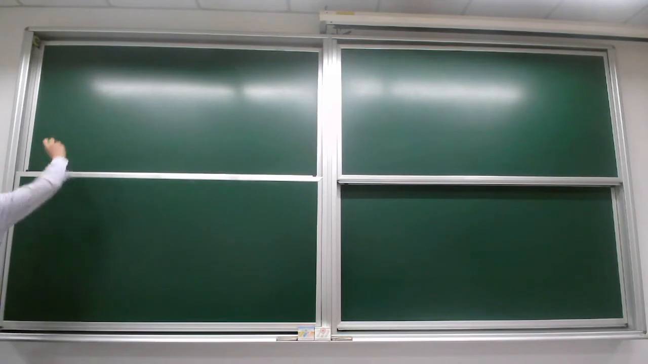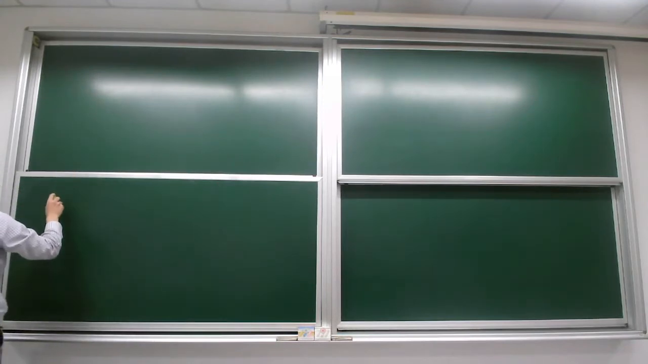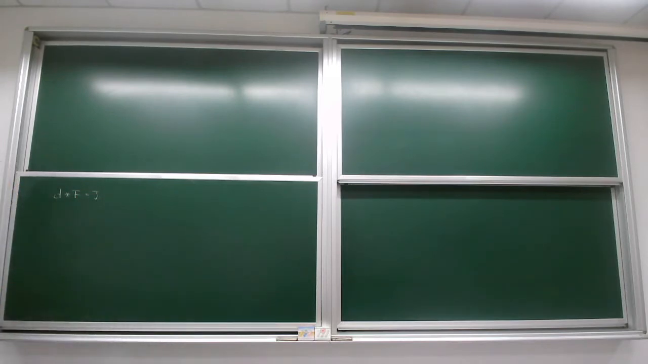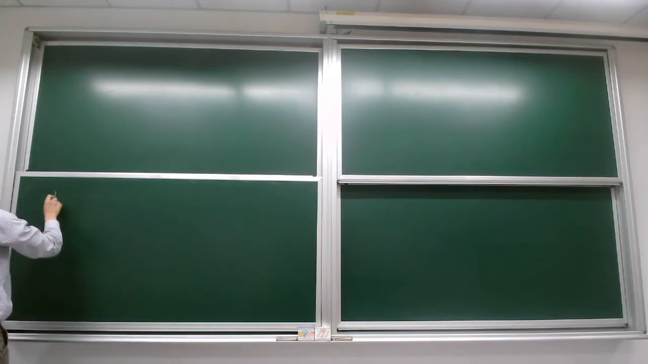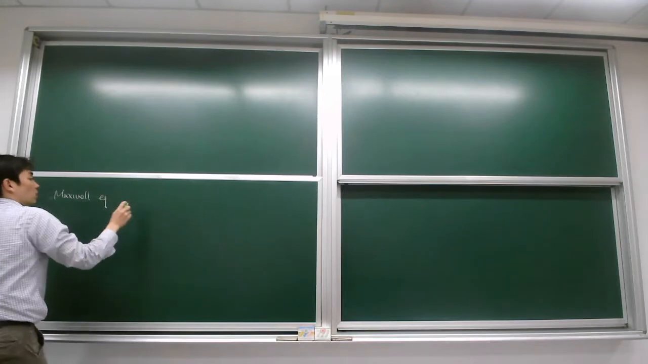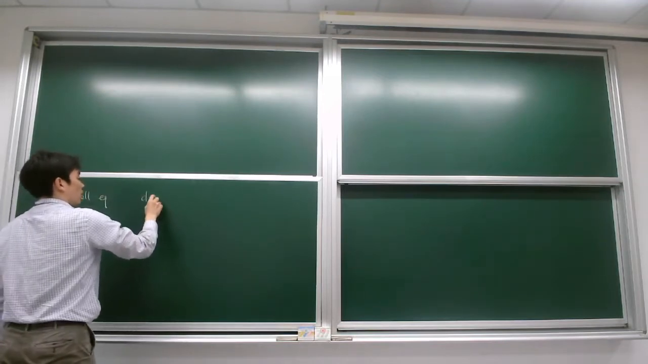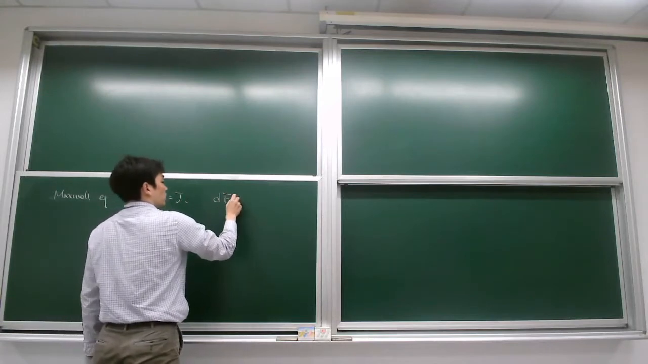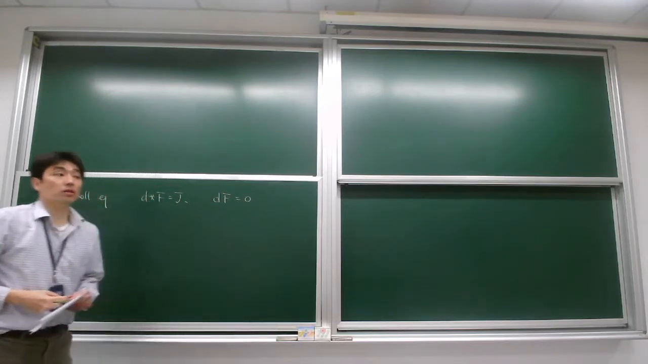By analogy with electromagnetism, the Maxwell equations are d star F is equal to J, and dF is equal to 0. So this is the usual Maxwell equation.